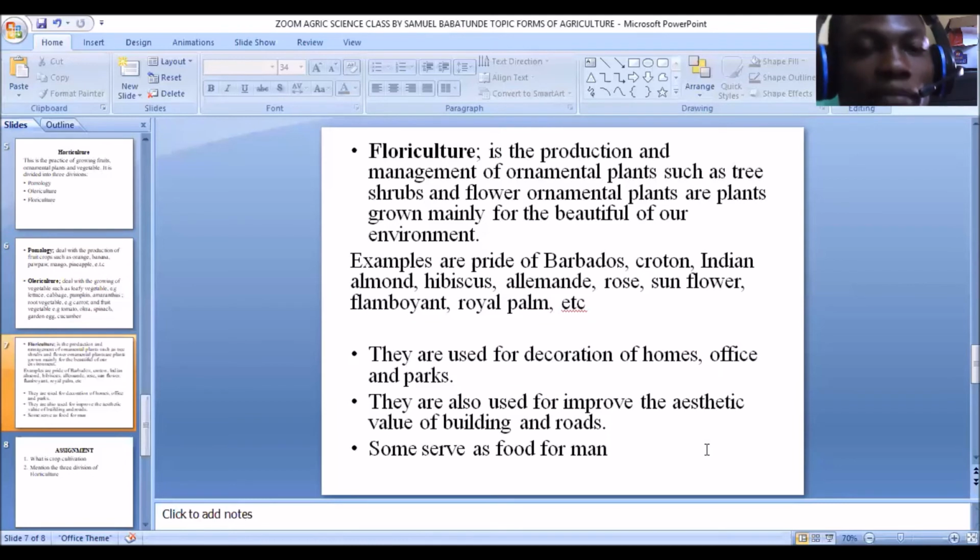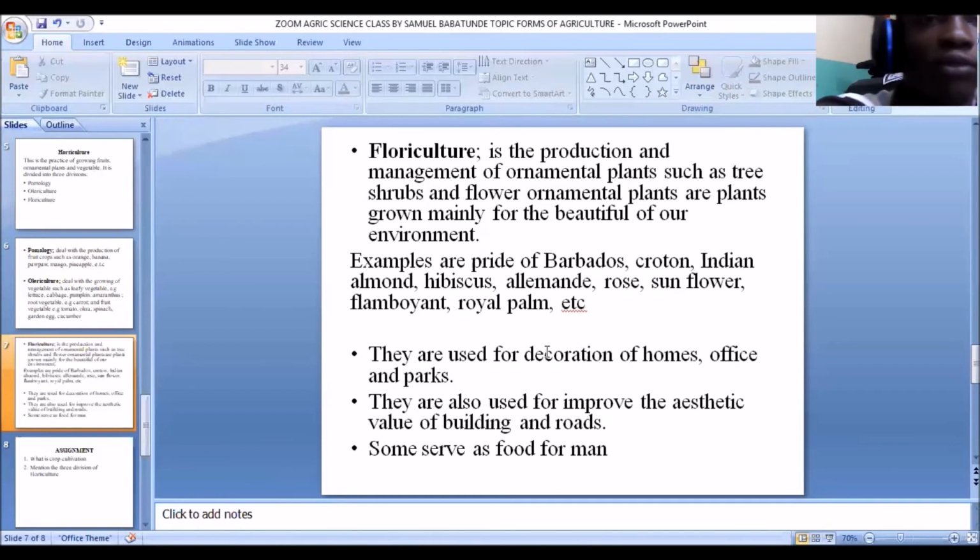You see houses that have flowers planted around them. You notice that that house will be beautiful. The house will be fine. The flowers will add beauty to the house. Even in your sitting room, when you place flowers in a flower vase, you notice that the flowers give the room beauty. And some also serve as food for man. Yes, some serve as food for man.